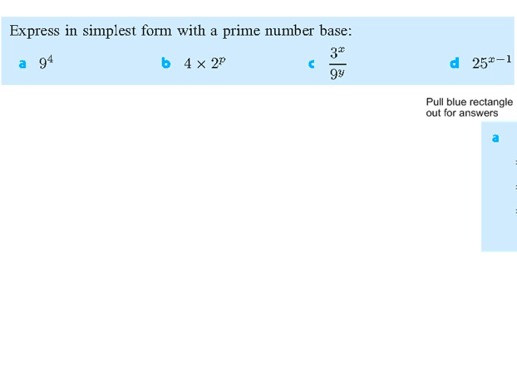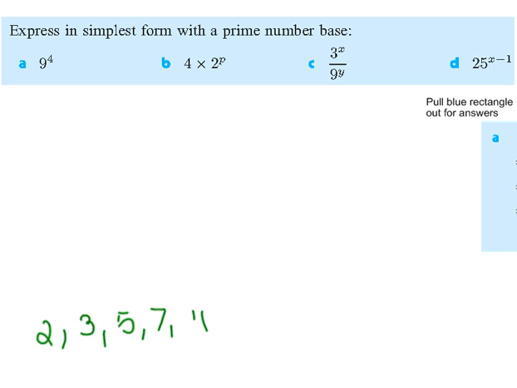Okay, so here we're asked to express these in simplest form with prime number bases. Remember, prime numbers are any numbers that can be divided by themselves and 1. So 1 is not a prime number because it doesn't fit for both of those, but 2 is our only even prime number, 3, 5, 7, etc. 11, and on and on.